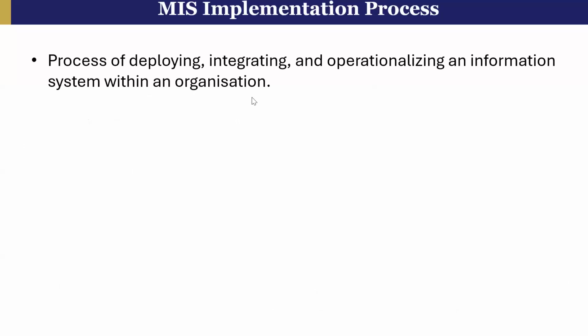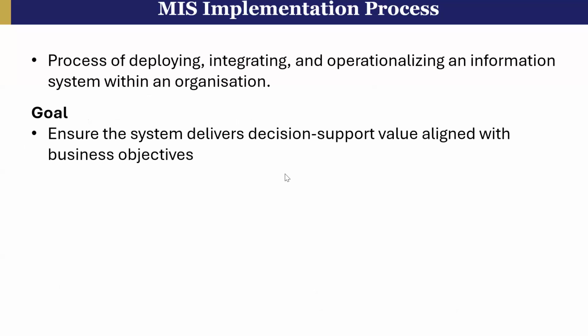So the process is the way to deploy, integrate and operationalize an information system within an organization. That is the essence of all the things that we do. So in the MIS implementation process, you have to really ensure that the system delivers decision support value that is aligned with the business objective or the organizational objective.